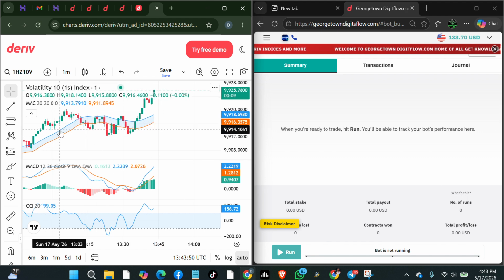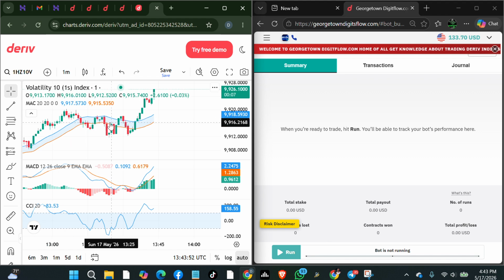So whenever the candlesticks are within this channel, you can't trade. Don't trade whenever the candlestick is within this channel, because that market will be consolidating. Okay, now we are done with that.